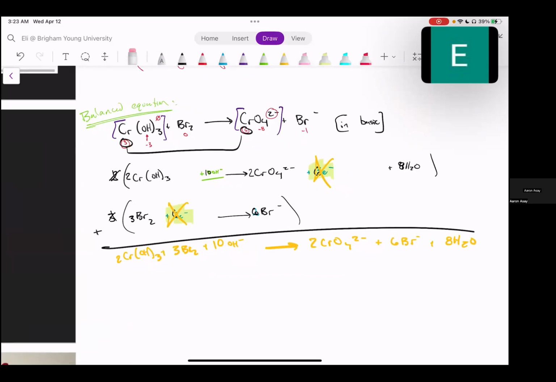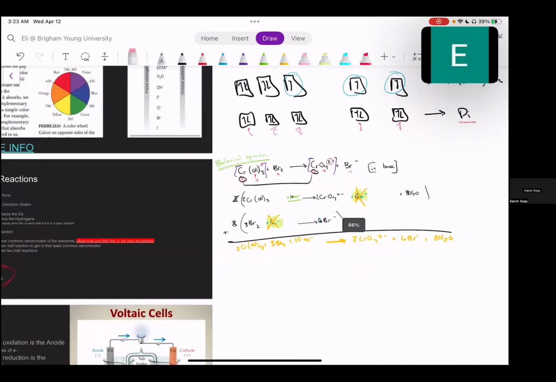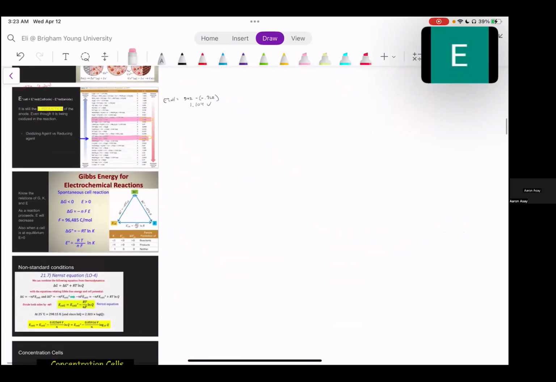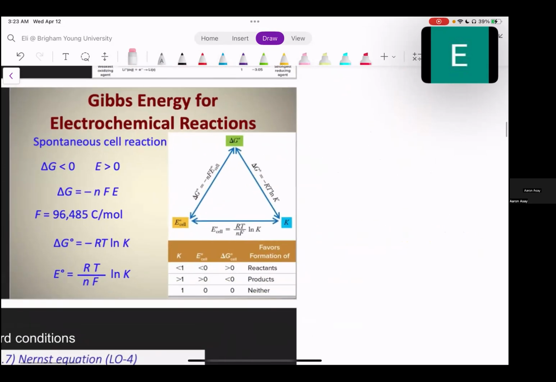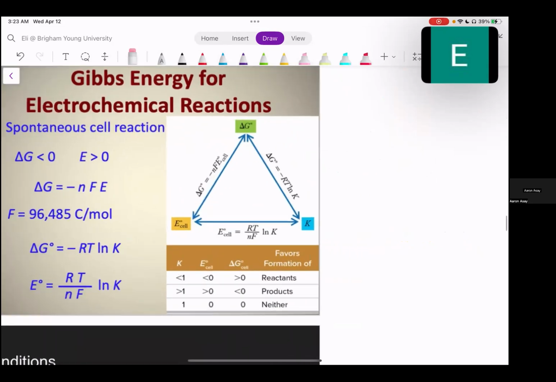This is the long way to get to it, but if it's required, you find the least common denominator of the electrons. In this case, it would be 6, and that would be your N. It's the electrons that are being shared, or that are trading off between your anode and your cathode. So that's how you find N.